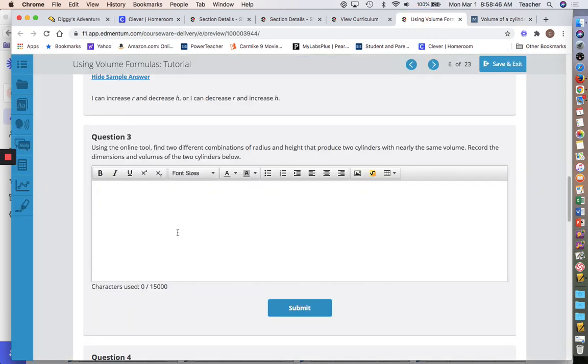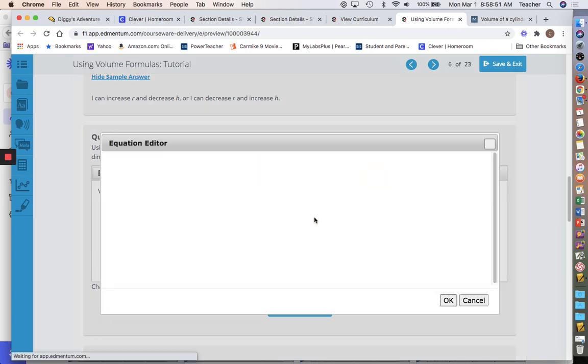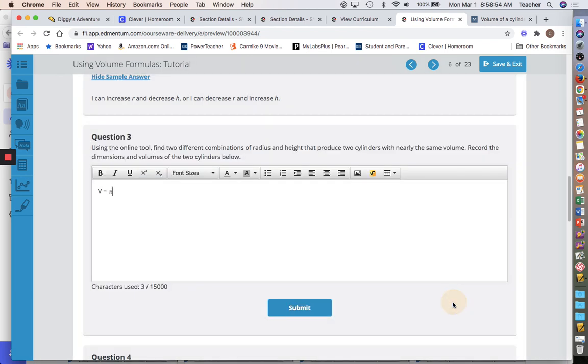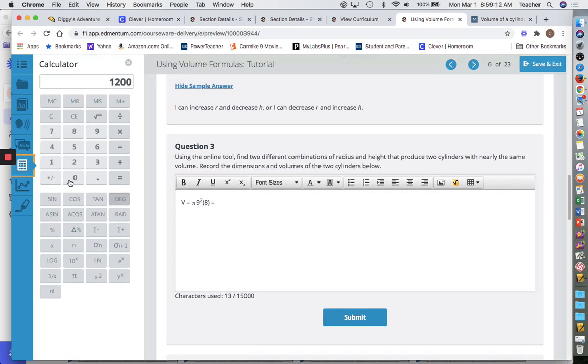So volume is pi r squared h. So I had what, a 9 and an 8. So 9 squared times 8. Alright, so let's see what that is. That's going to be roughly, that's 81, so 9 squared times 8. Okay, 648 pi.